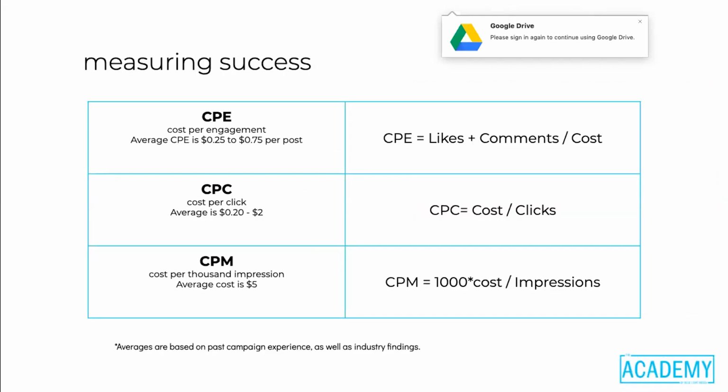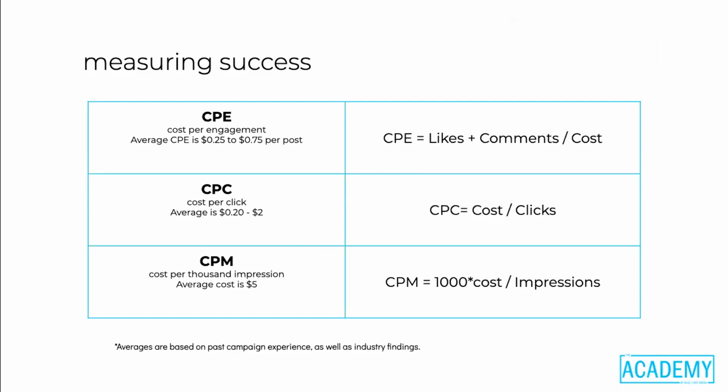Perfect. And we're going to dive a little bit into the nitty-gritty of measuring the success of any campaign. So one of the KPIs that we measure is the cost per engagement. The average cost per engagement is 25 cents to 75 cents per post. And the way that you measure this is the likes plus comments divided by the cost of working with that influencer.